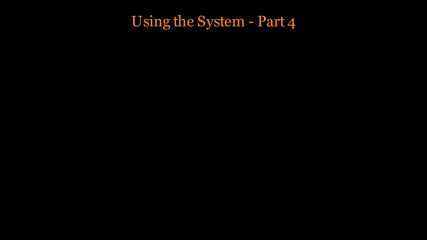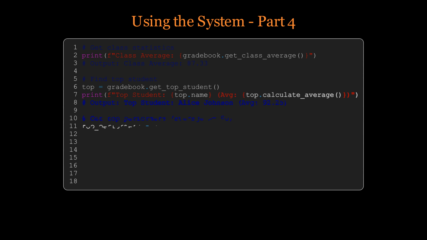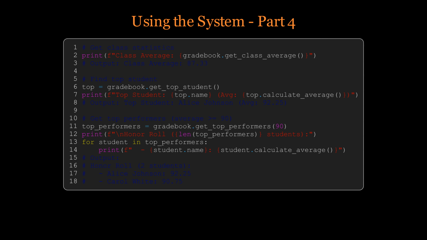Now let's use the gradebook's analytics features. We'll find the top student, get the class average, and identify all top performers. This showcases the power of our data analysis methods. First, we get the class average using getClassAverage. It returns 87.33. A solid B average.